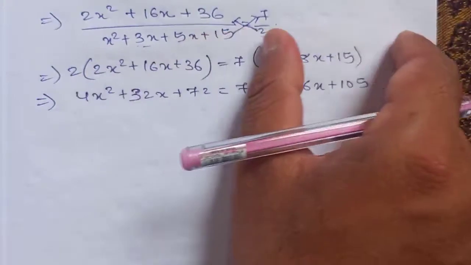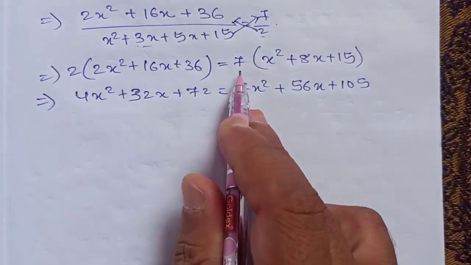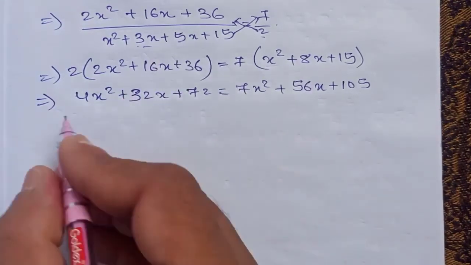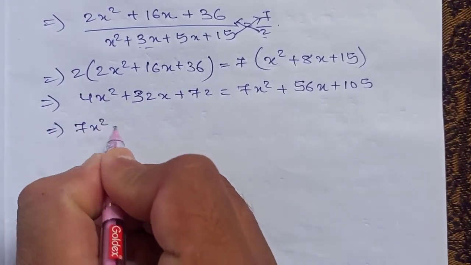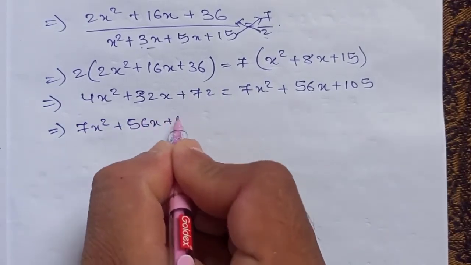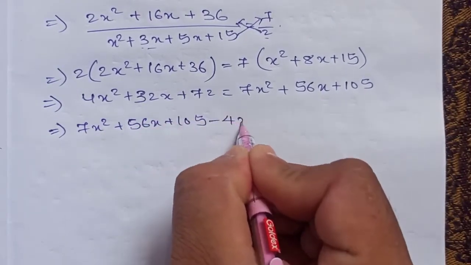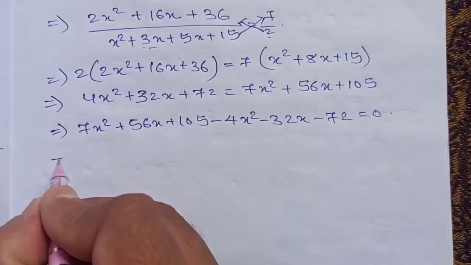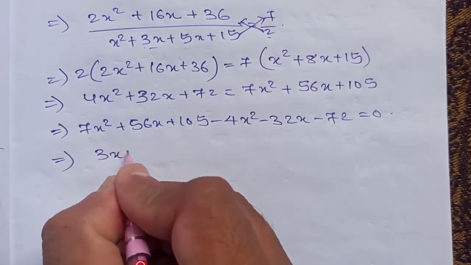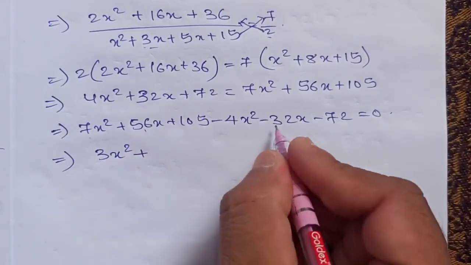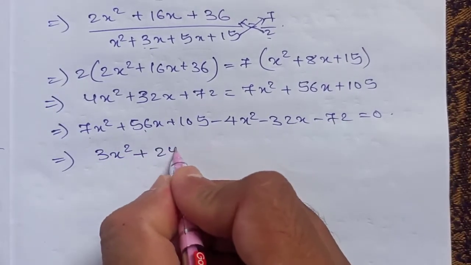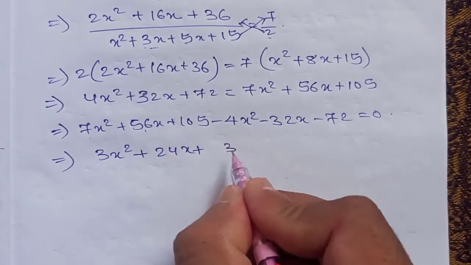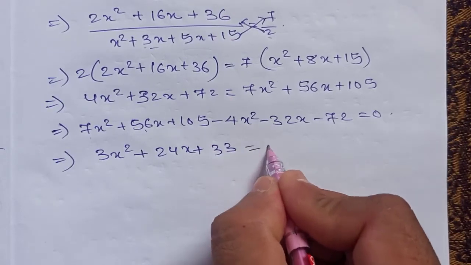Now shift all these terms to this side, because on this side the x square coefficient is bigger and on this side it is smaller, so take everything to that side. We get 7x square plus 56x plus 105 minus 4x square minus 32x minus 72 equals 0. 7 minus 4 is 3x square, 56 minus 32 is 24x, 105 minus 72 is 33, equals 0.